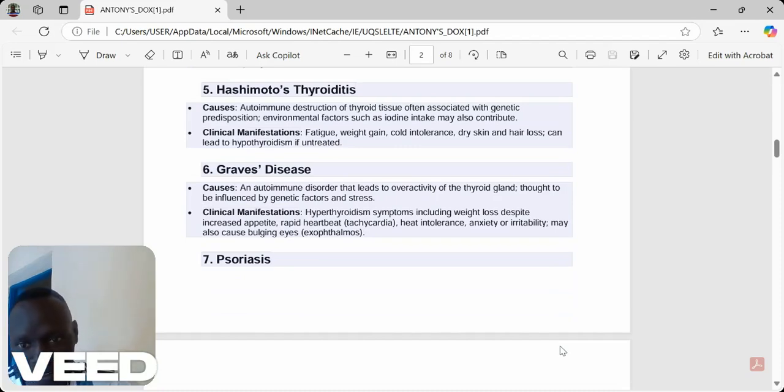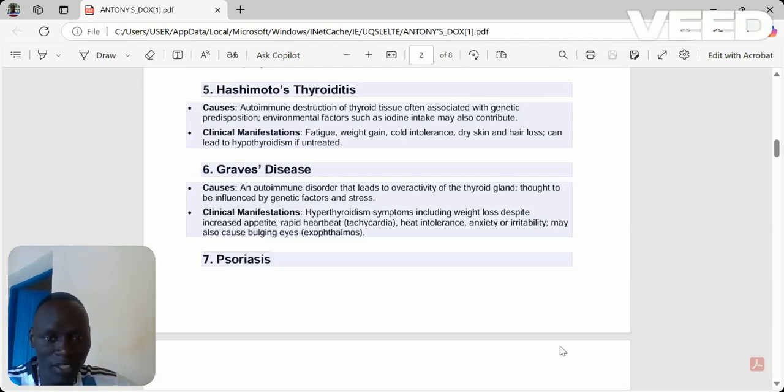Graves' disease is caused by an autoimmune disorder that leads to overactivity of the thyroid gland, thought to be influenced by genetic factors and stress. The clinical manifestation of Graves' disease is hyperthyroidism symptoms including weight loss despite increased appetite, rapid heartbeat, heat intolerance, anxiety or irritability, and it may also cause bulging eyes.